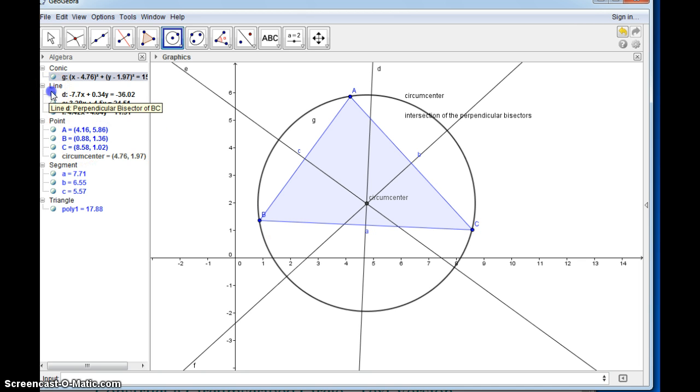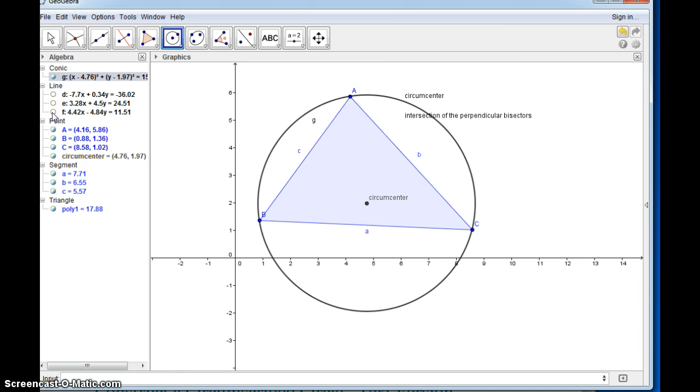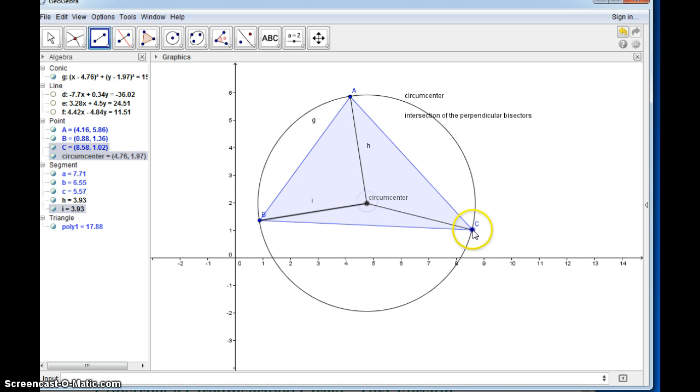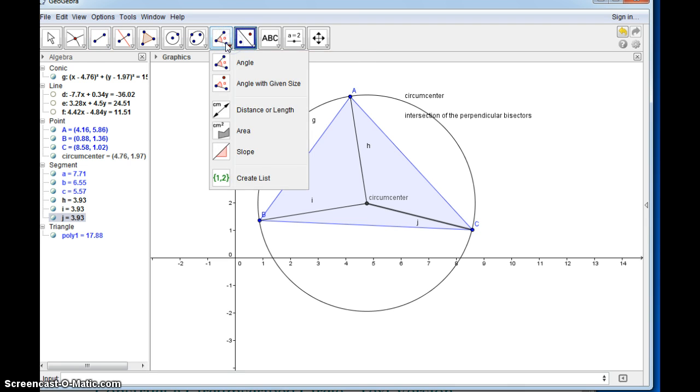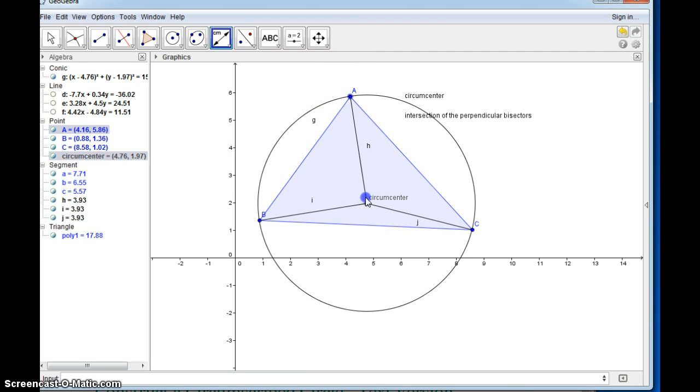So I'm going to remove these lines, and I won't show these. I'll do show label. Okay, so let's just check these distances. So this is a radius. Always the radius is the same. But let's go measure these distances just because it's fun to do.